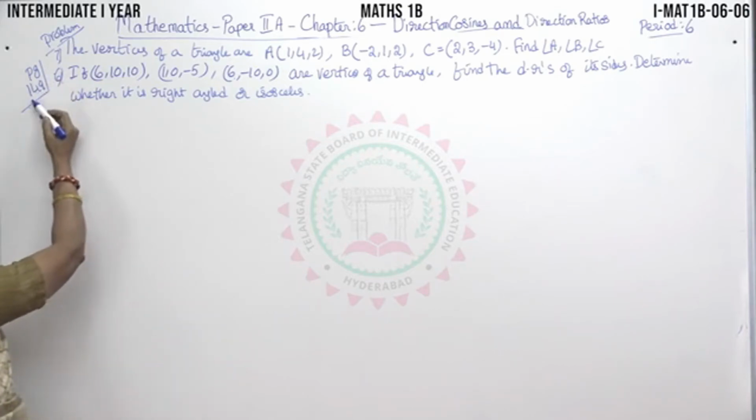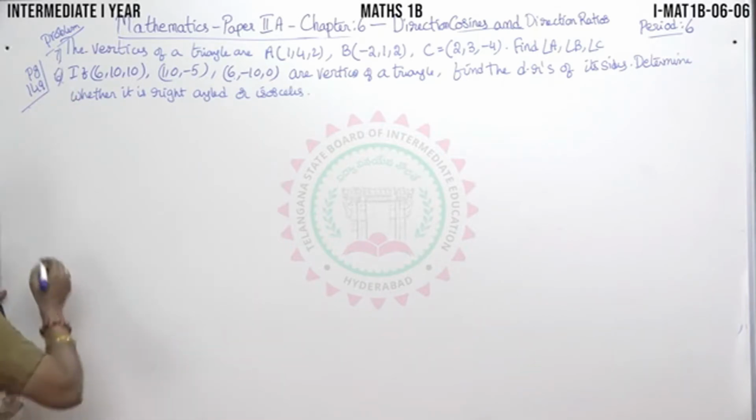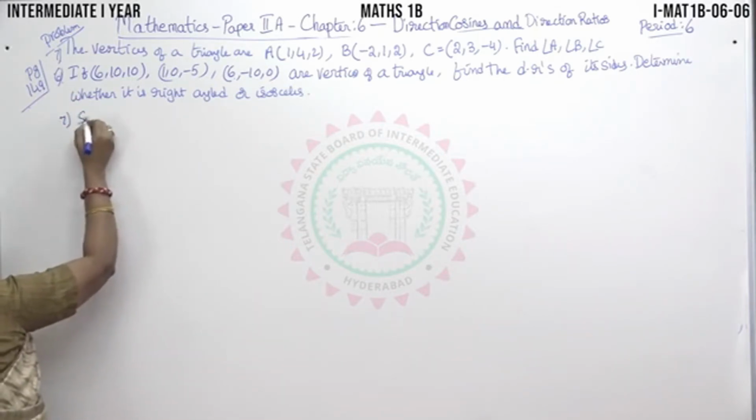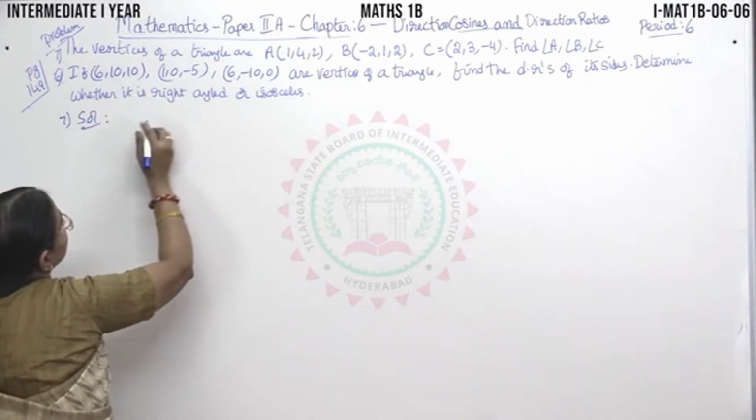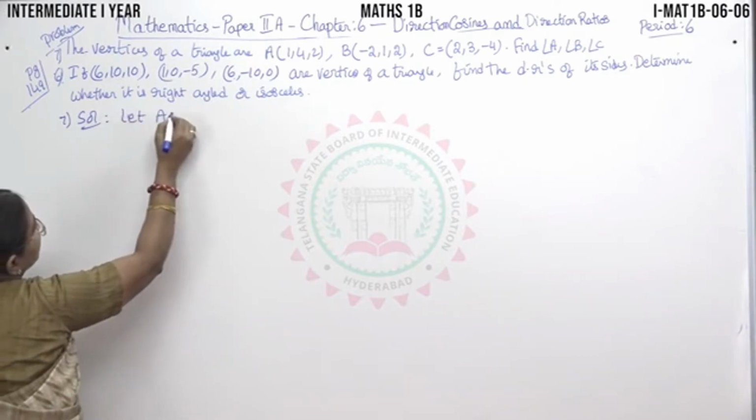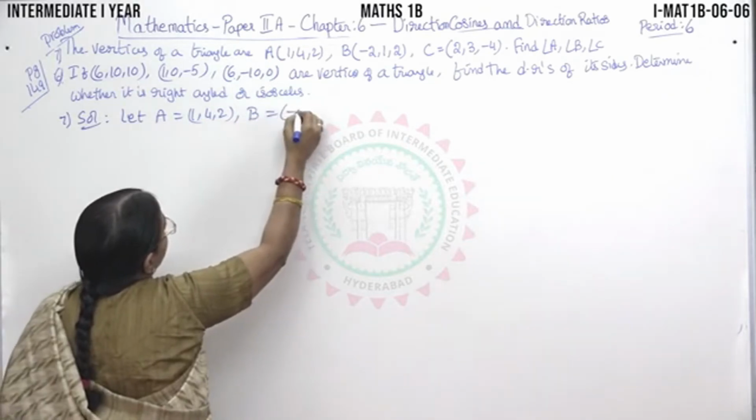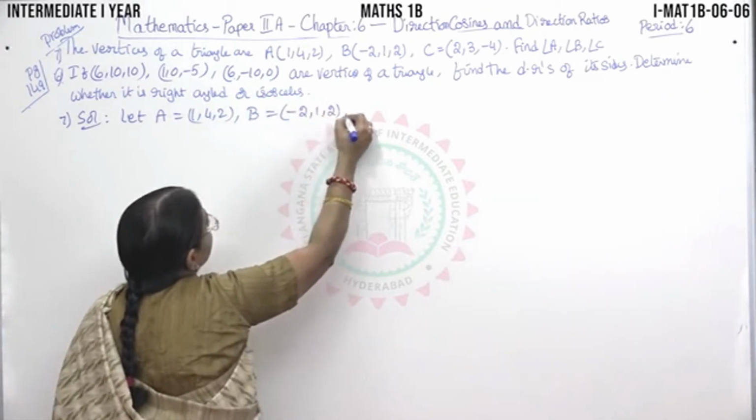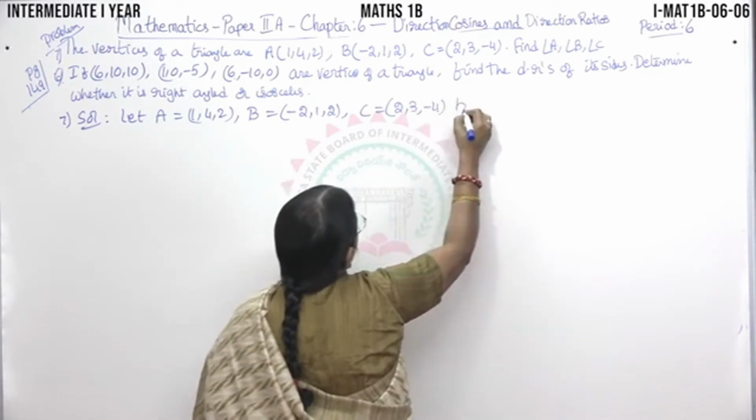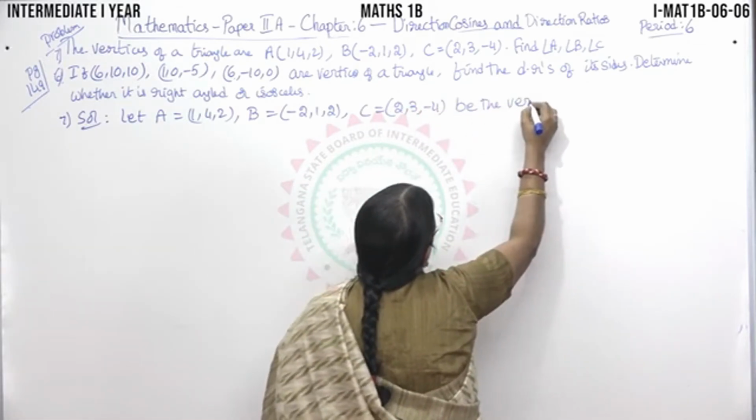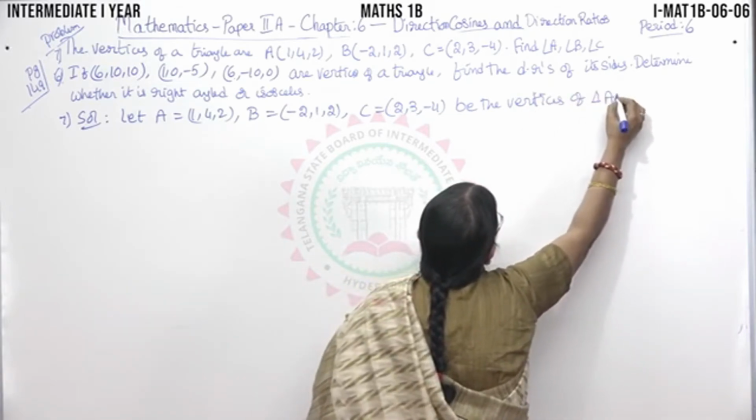So these are on page 149 in the textbook, third section, 6th and 7th problems. So I'll do the 7th problem solution. In the 6th problem, you take the vertices as A, B and C. So let A is equal to 1, 4, 2, B is equal to -2, 1, 2, and C is equal to 2, 3, -4 be the vertices of a triangle ABC.